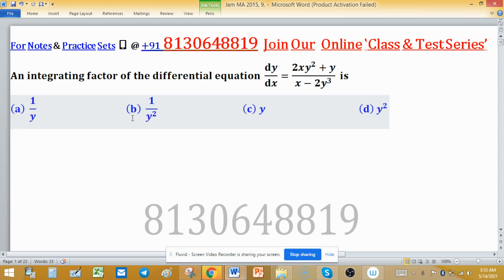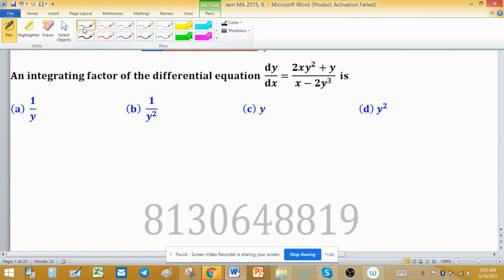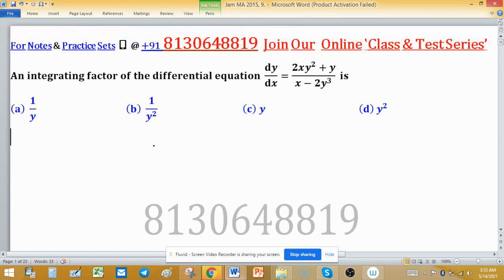The integrating factor is a function of x and y which makes the differential equation an exact differential equation. As we have to find an integrating factor, we can understand that the given differential equation is not exact. If you check the condition of exactness, partial M with respect to y is not equal to partial N with respect to x.